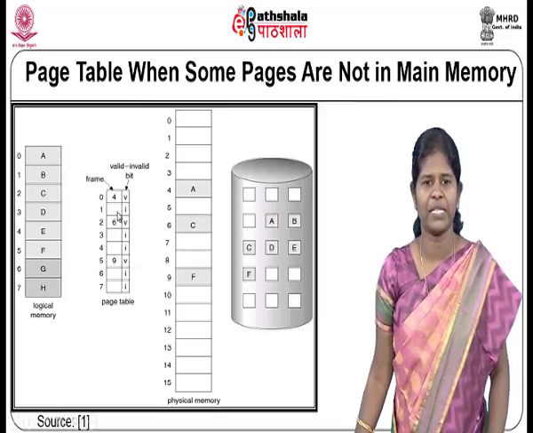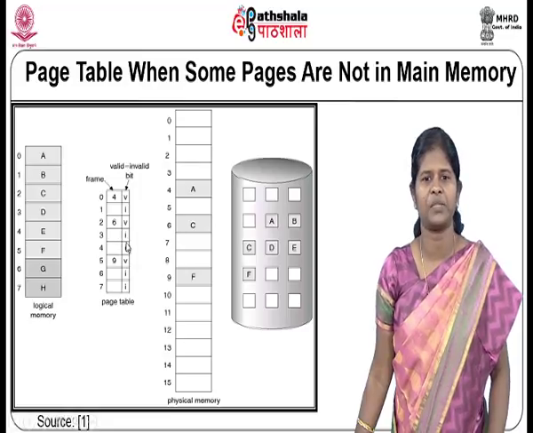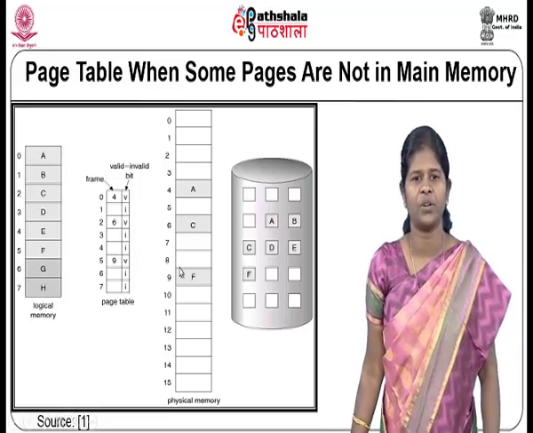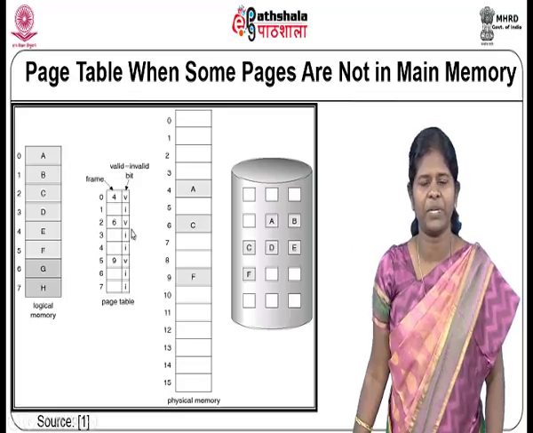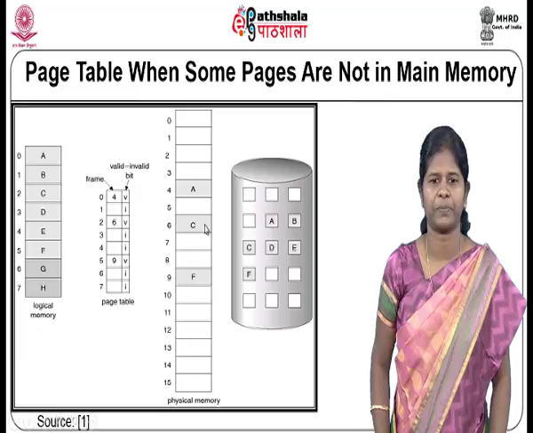The third page C is in the backing store, it is also in the physical memory, and hence it is marked as valid, and the frame number 6 is put here. And the next page D is kept in the backing store, it is not in the physical memory, and hence it is marked as invalid. So, this is how the valid-invalid bit will be set when you are having a demand paging mechanism.